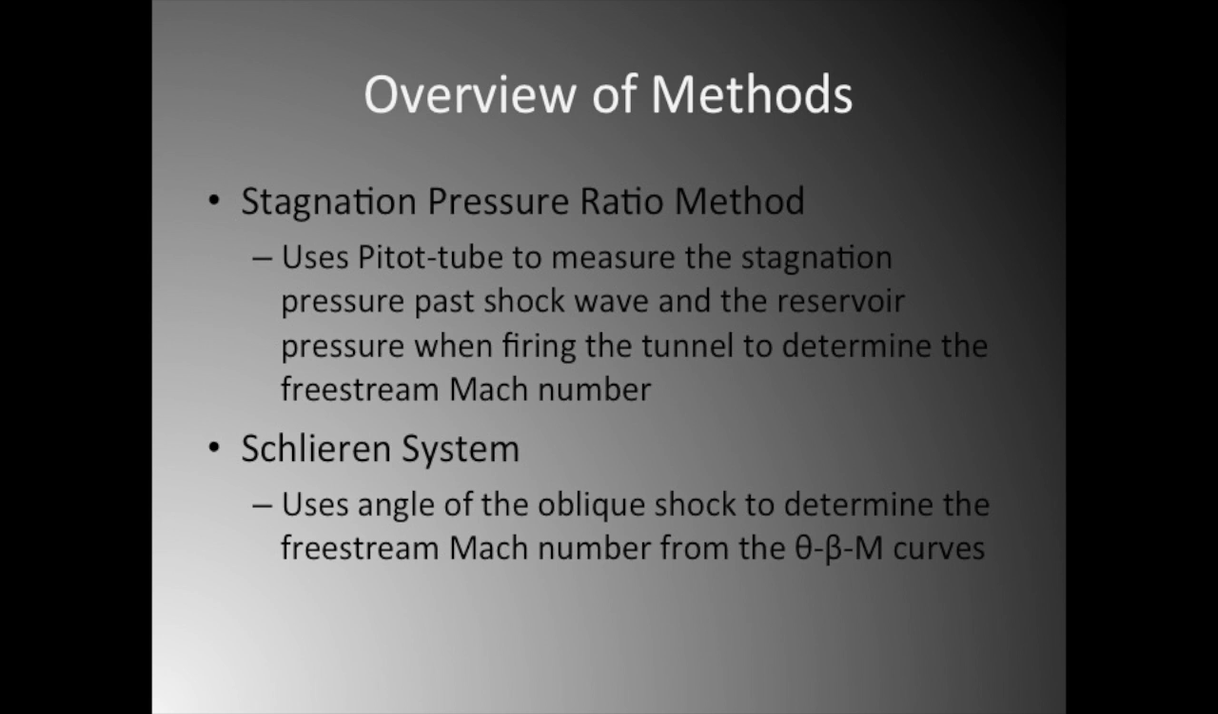The pressure ratio method uses the isentropic relation of the stagnation pressure past the shock wave and the stagnation pressure ahead of the shock wave to determine the free stream Mach number. The second method we used was the Schlierian method. The Schlierian method uses the relationship between the angle of the oblique shock on the object to the free stream Mach number of the flow.